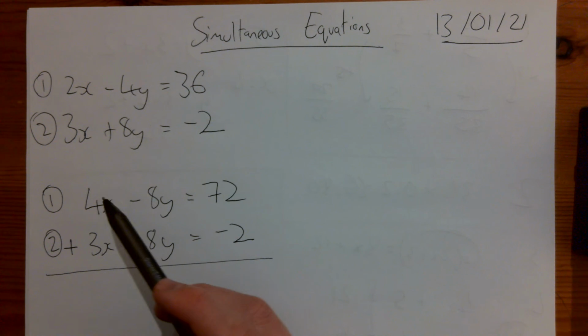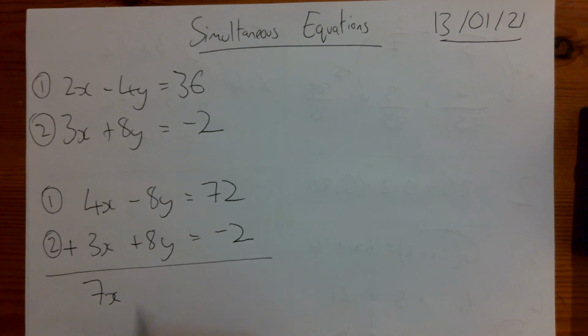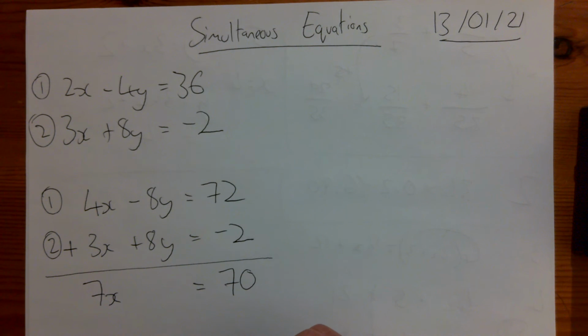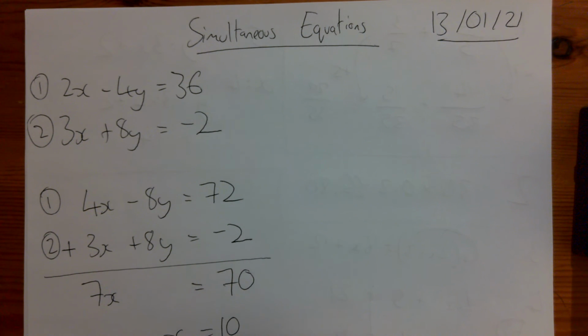When I add the equations together, it gives me 4x plus 3x is 7x. Minus 8y plus positive 8y is nothing, is 0, which is exactly what I wanted to cancel one out. And 72 plus minus 2 is 70. Then we can solve that equation: divide both sides by 7, gives me x equals 10. But remember, that's only half of my solution for this.